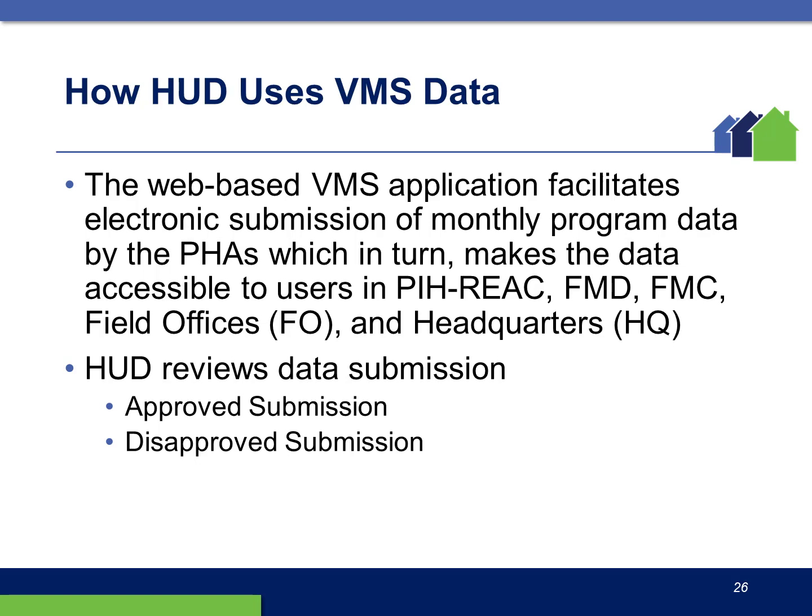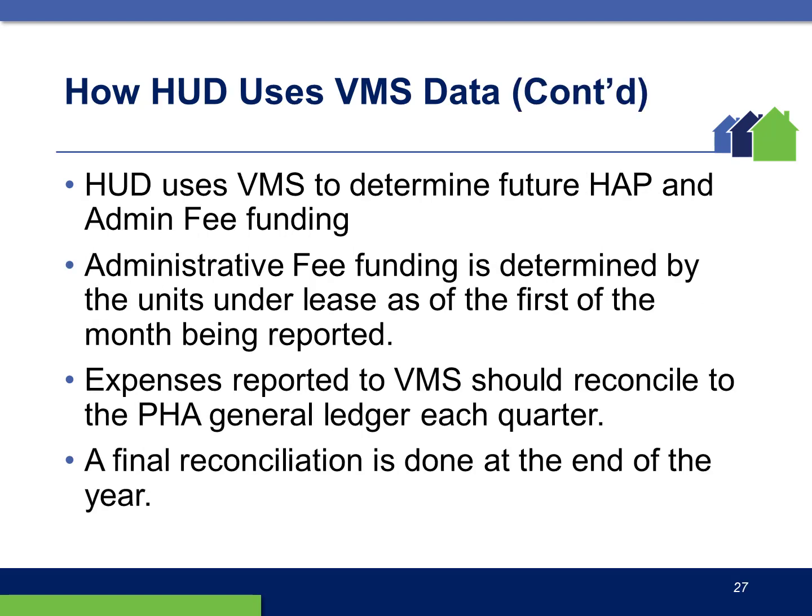HUD reviews the submitted data and provides an approved submission, meaning that the submission for that month is completed, or provides a disapproved submission, meaning that the PHA will have to edit the original submission and resubmit the corrected data, and notify the field office of the resubmission. Either result will trigger an email notification to be sent to the PHA Executive Director and the point of contact identified in VMS. HUD uses the data submitted in VMS to determine future HAP and administrative fee funding.